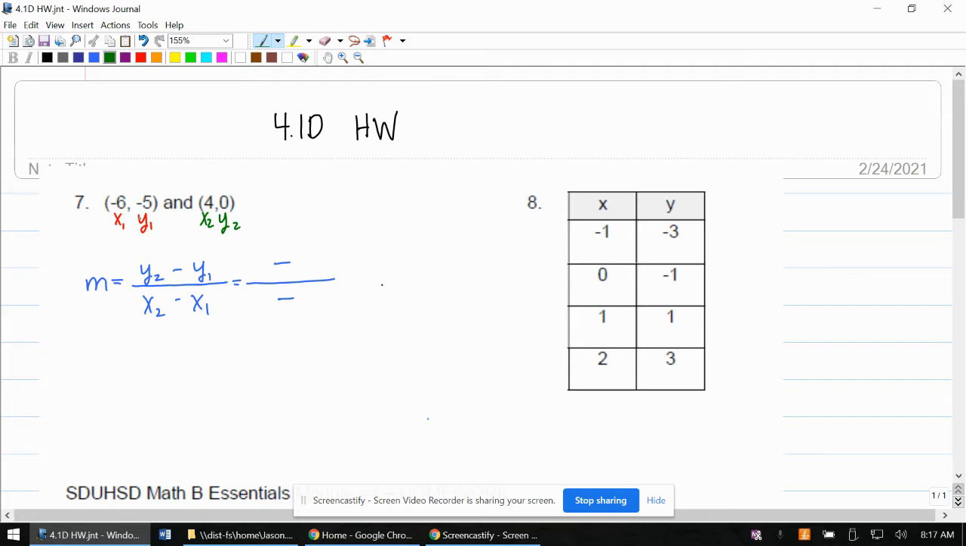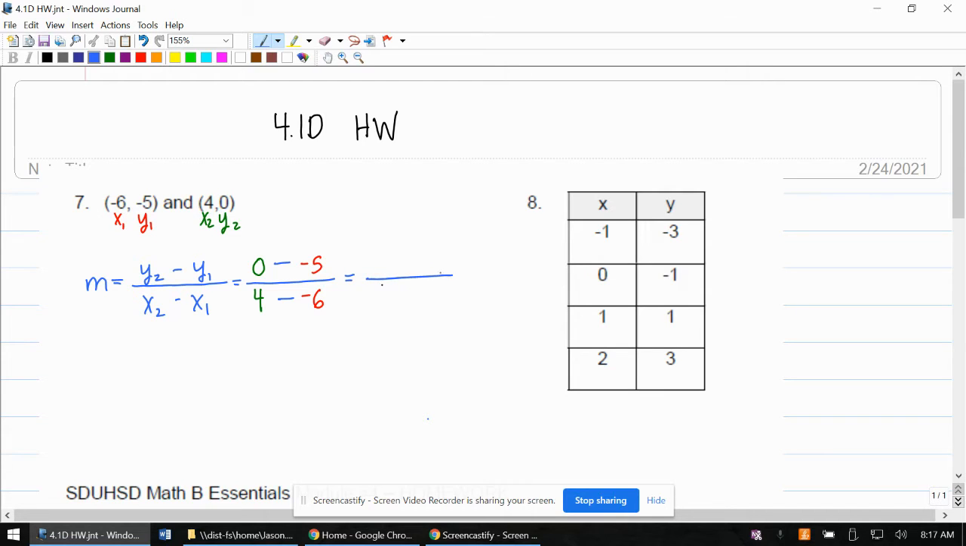We go backwards through our points, and we start with 0 on top, then 4 on bottom. They go in their assigned spots. And then -5 on top and -6 on bottom.